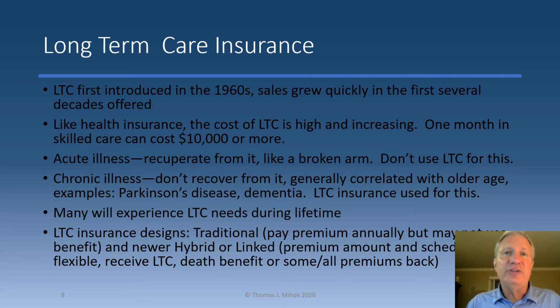The newer style, last 15 years or so, is called the hybrid or the linked style. You pay a premium, and you can either receive a long-term care benefit, receive a death benefit, or get some or all of your premiums back. You won't miss out on a benefit there. Either you're going to pass away and get a death benefit, or you're going to have a long-term care need and get a long-term care benefit, or you can get some or all of your premiums back. And this has become a popular product.